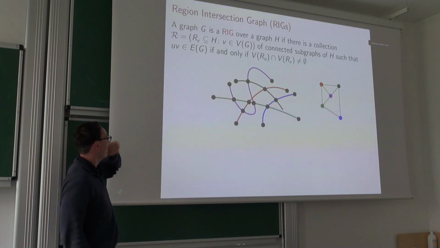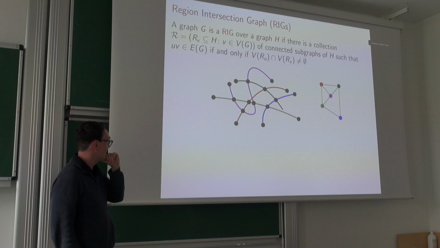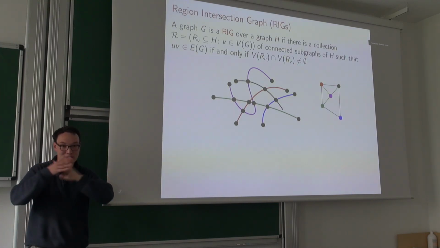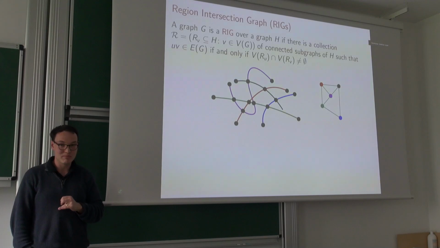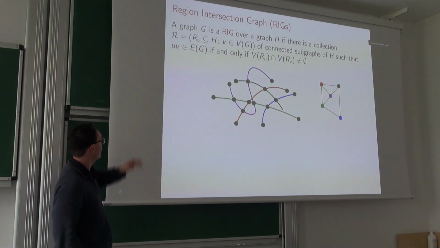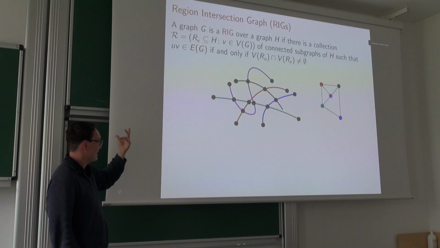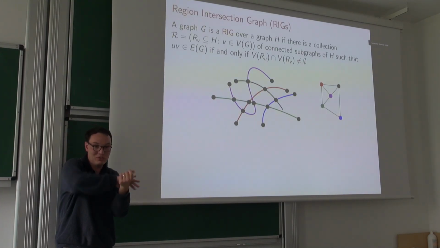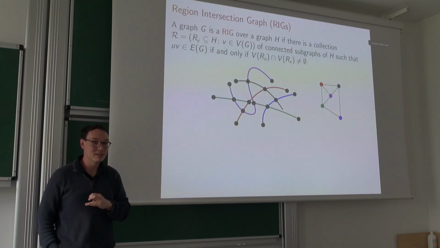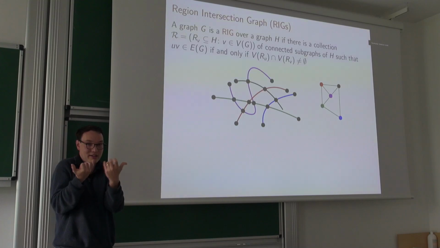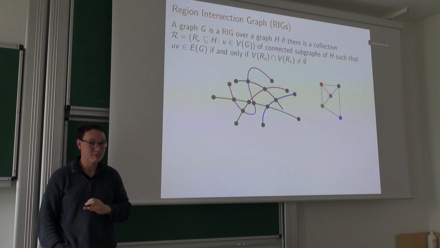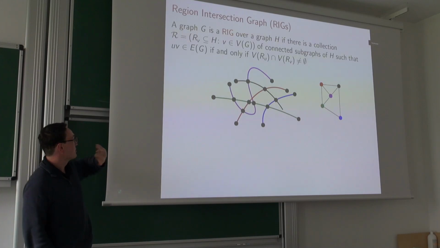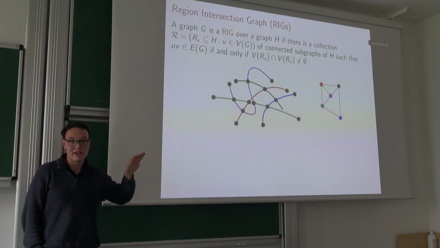So, if you aren't familiar with this definition, it's helpful to think about it via string graphs. If you take your string graphs, you do the planarization by adding vertices at the intersection points. You can then think of a string graph as being a RIG over a planar graph, where your connected subgraphs correspond to your strings beforehand, and two strings are adjacent if their corresponding connected subgraphs overlap. So RIGs are a way to generalize string graphs.